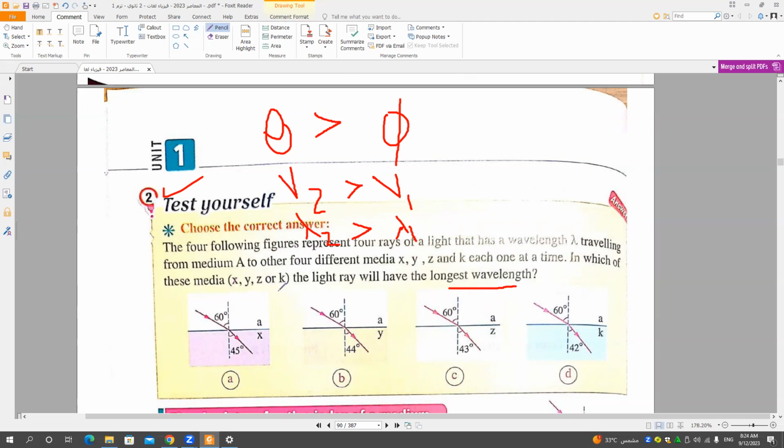Comparing to the other media, which is the greatest angle? 45 in medium X, 44 in medium Y, 43 in medium Z, 42 in medium K. Which one of these four media has the greatest angle? And here is the figure, guys.